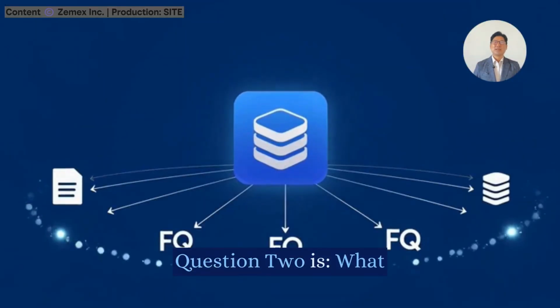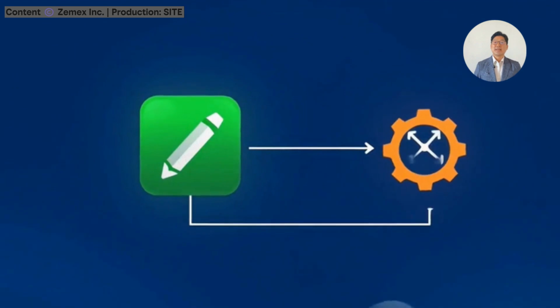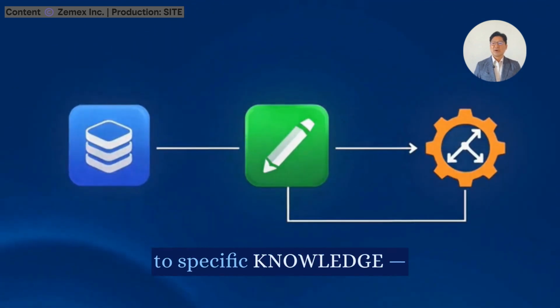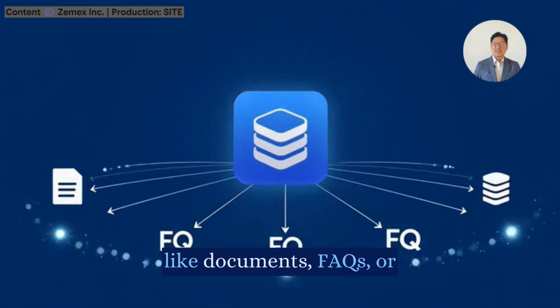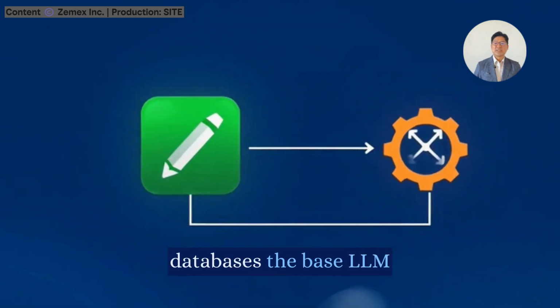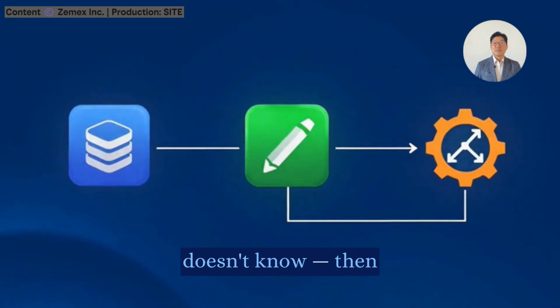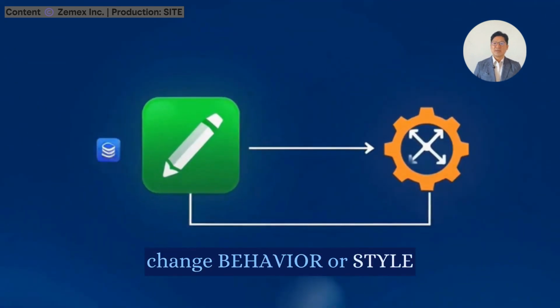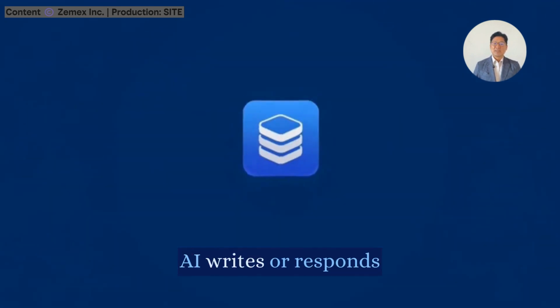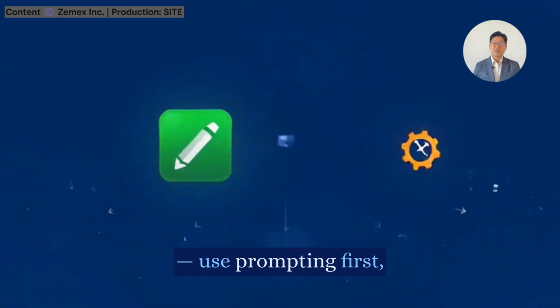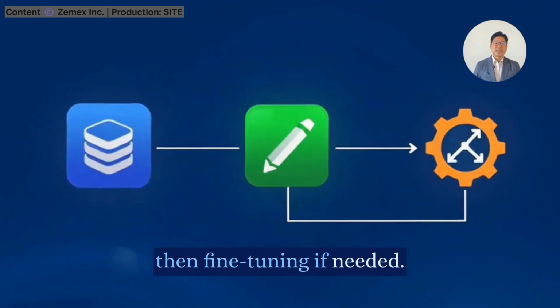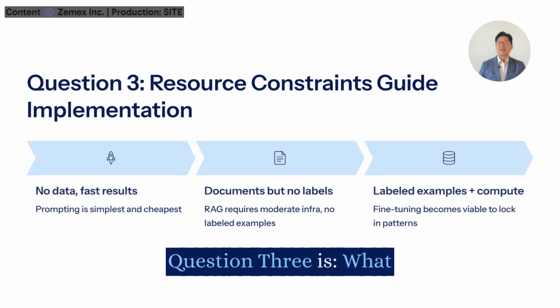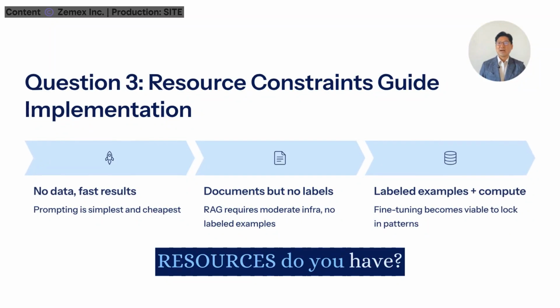Question two is, what do you need to customize? If you need access to specific knowledge, like documents, FAQs, or databases the base LLM doesn't know, then use RAG. If you need to change behavior or style, meaning how the AI writes or responds, use prompting first, then fine-tuning if needed. Question three is, what resources do you have?